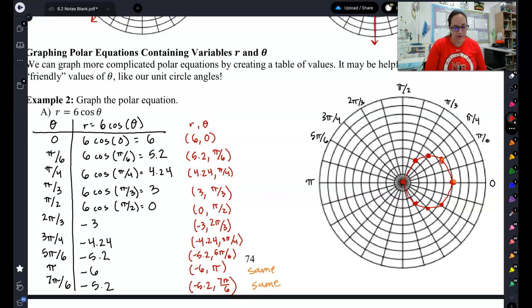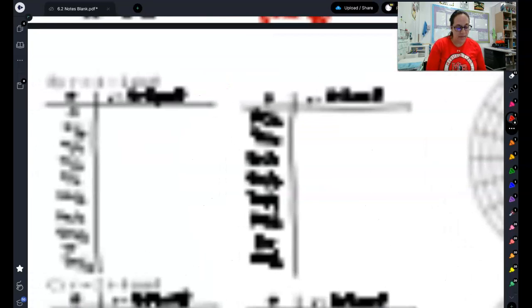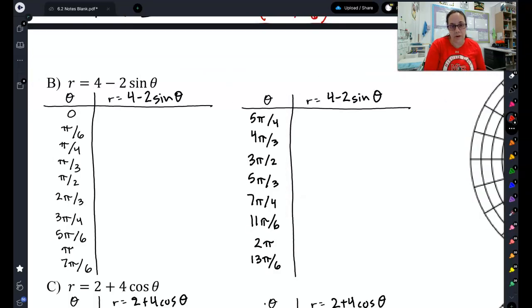Let's make it even harder. Let's do B. This one, you will have to go around a lot more radians until you get 2 points that are the same. So I've already listed them right here, but in your table, you just keep going until you get 2 points that lay on top of 2 points you already have.